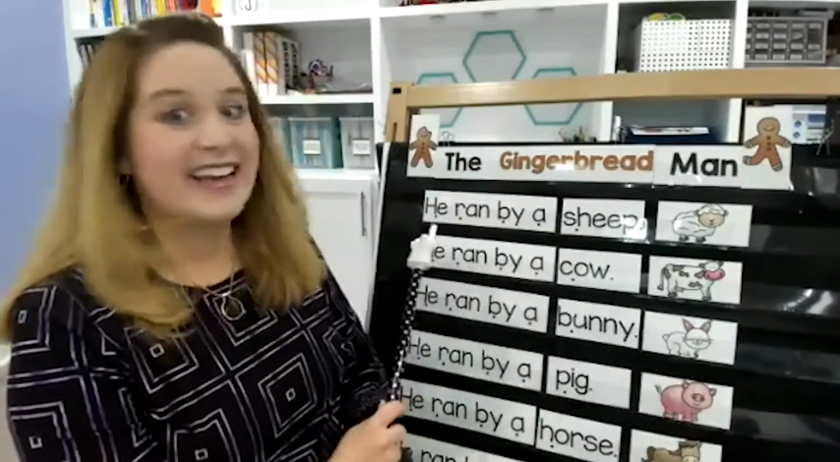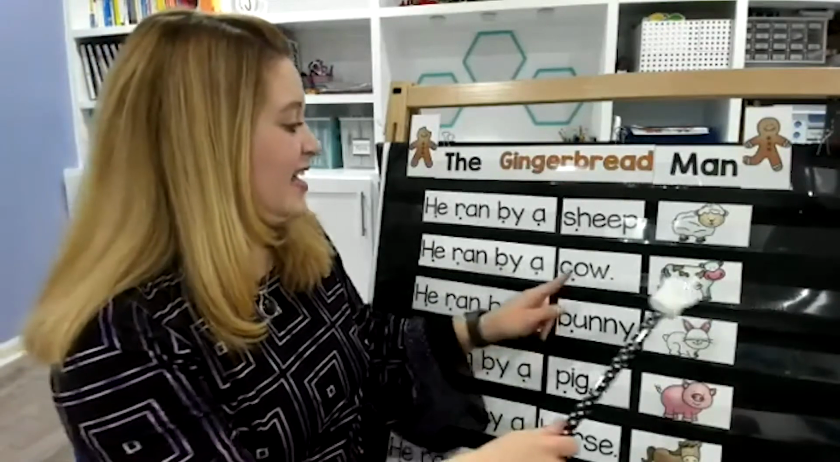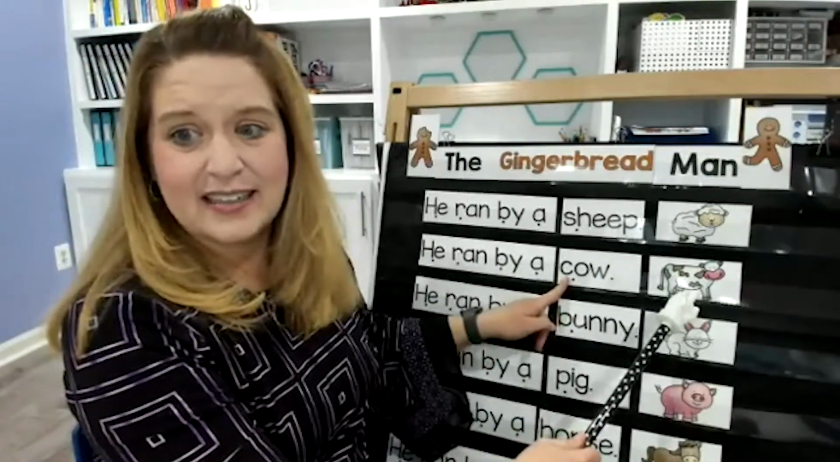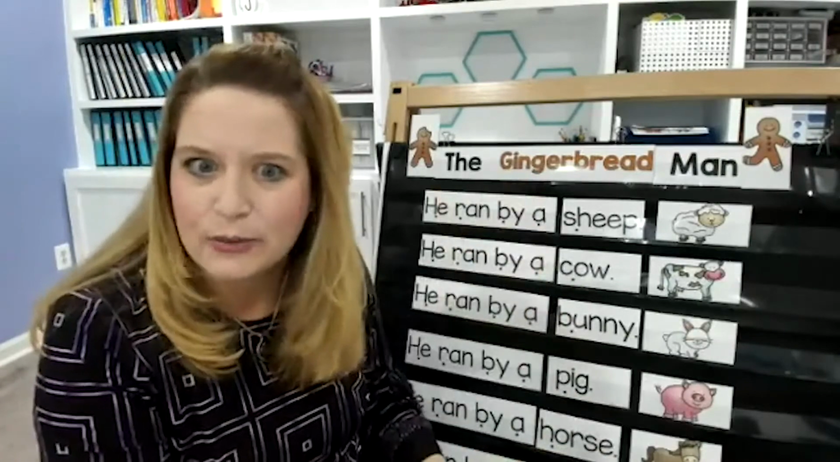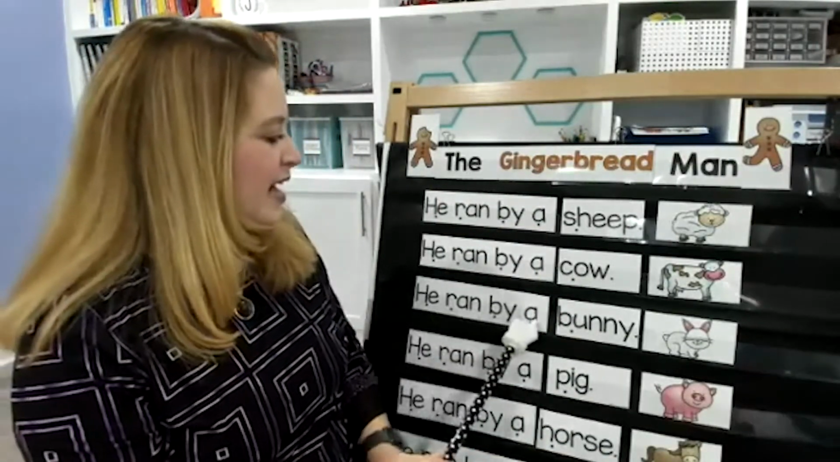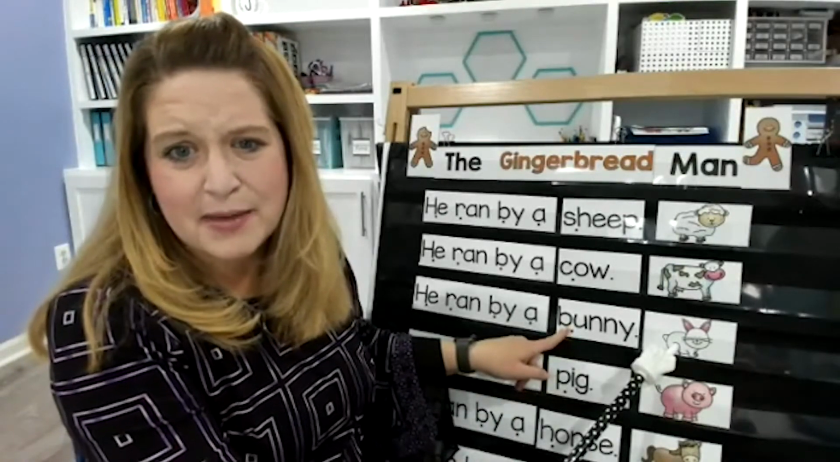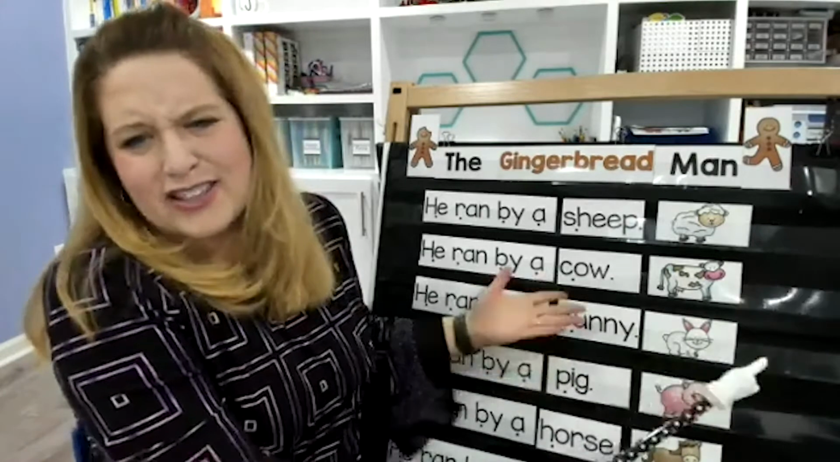Good. Look, the next one is the same. He ran by a, what do you think the C word is? They all yell, cow. I'm like, you're such good readers. Wow. He ran by a, and they all yell, rabbit. And I said, no, it starts with a B. They yell, bunny. Good, you're such good readers.